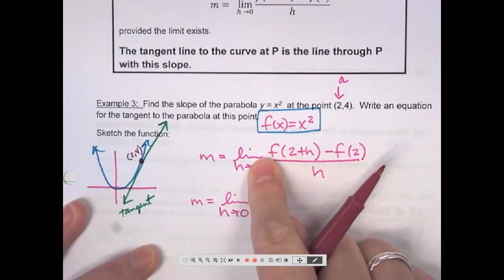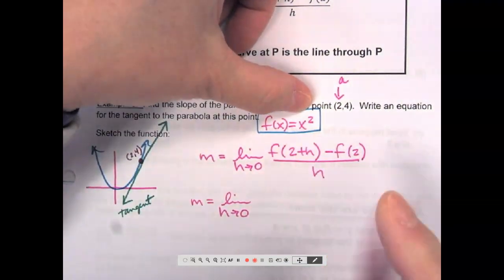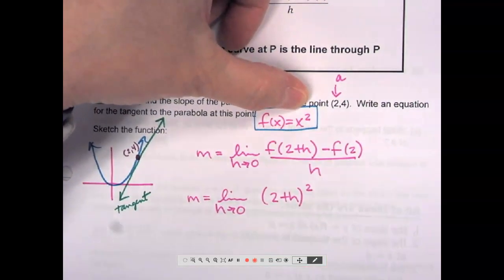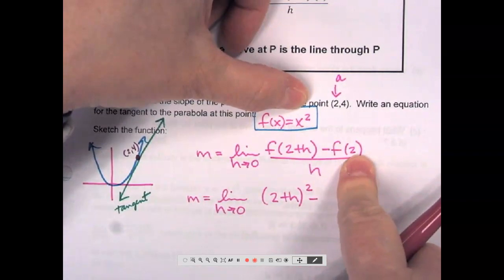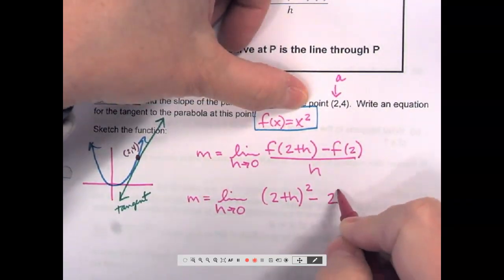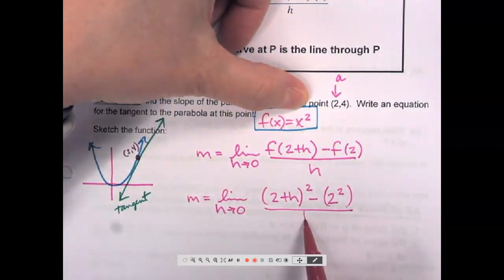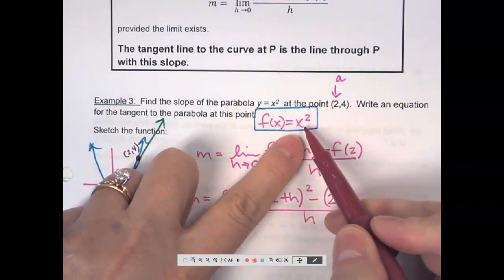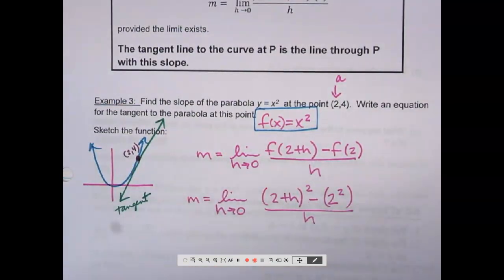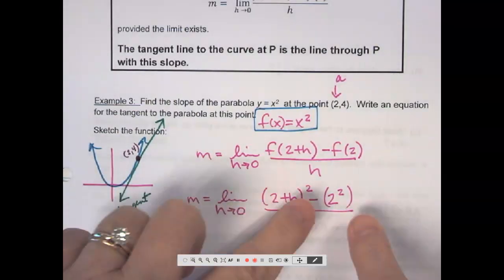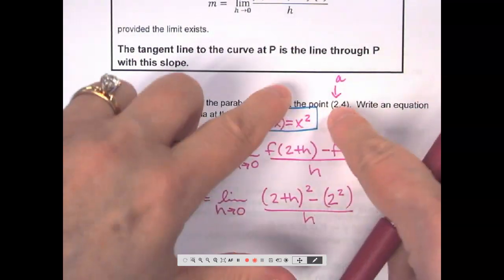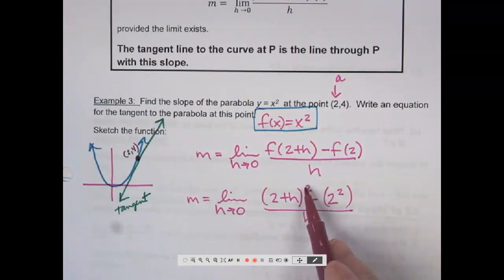Go to the function f and sub in 2 plus h. Where there was an x, I'm going to have (2 plus h) squared, minus f of 2. We know what to do with that. We plug in 2: 2 squared, over h. Sub it in, sub it in. Because that's what the function rule is, x squared, so whatever I sub in, I have to square it. If I find f of 2, I say 2 squared. If I find f of 2 plus h, then it's (2 plus h) squared. If that function was cubed, then these would be cubes.